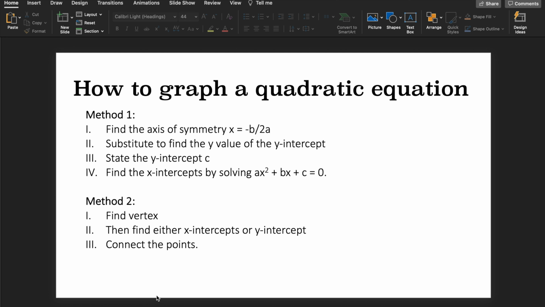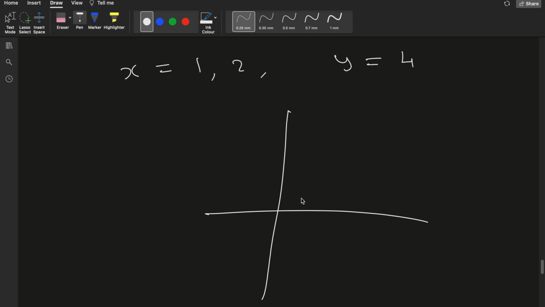I'll show you a quick example. So imagine the x-intercepts were 1 and 2, and the y-intercept was maybe 4. So what you'd do is, this would be 1, this would be 2, and this would be somewhere at 4. And we know that the axis of symmetry here would be 1.5 because it's right in between, the sum of the x-intercepts divided by 2.